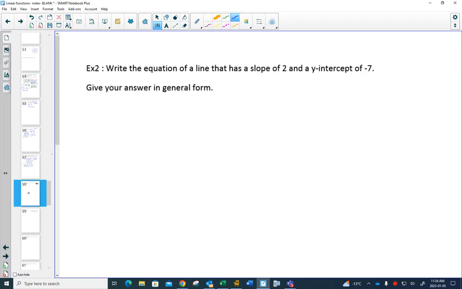So again, they tell us a slope, so we know m. They tell us a y-intercept, so we know b. This is really easy to start off and write it in slope-intercept form. Then the last part of the question is, oh, it wants it in general form. General form.